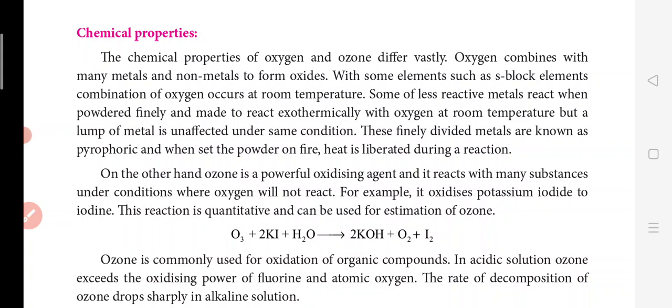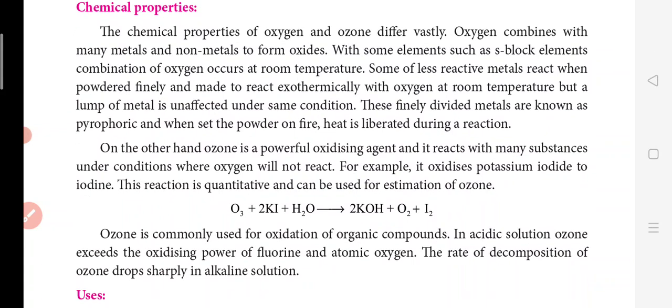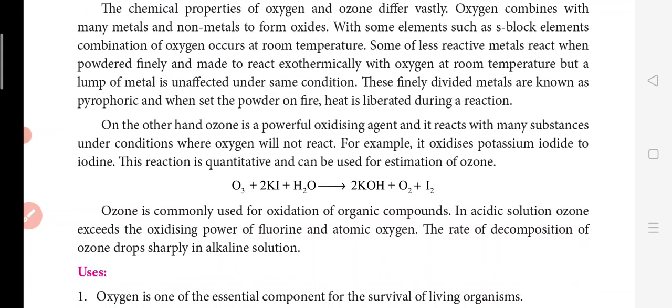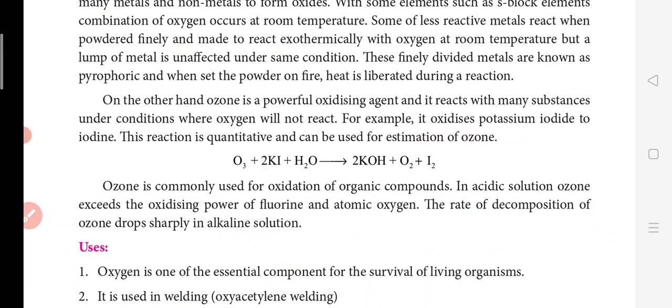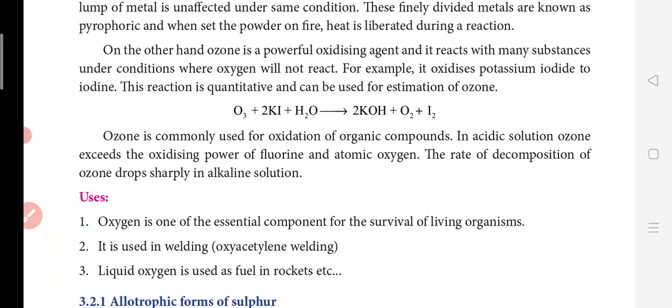Some of the less reactive metals, when powdered finely, are made to react exothermically with oxygen at room temperature, but a lump of metal is unaffected under the same condition. These finely divided metals are known as pyrophoric, and they set the powder on fire. That is, the finely divided metals we are calling pyrophoric. They are in a powder form, and if you put them on fire, heat is liberated during this reaction.